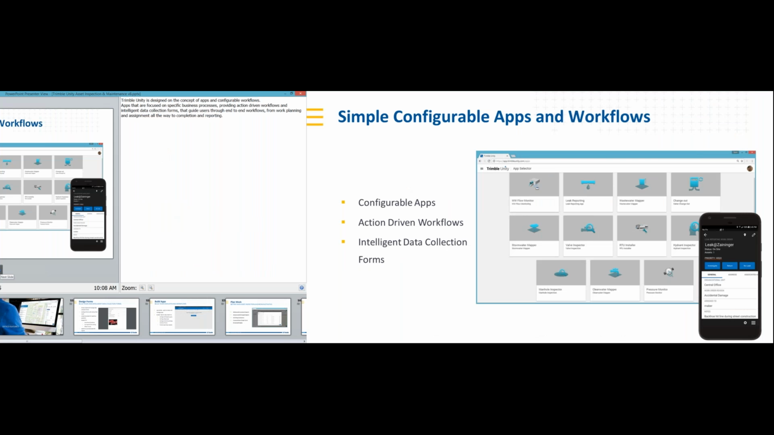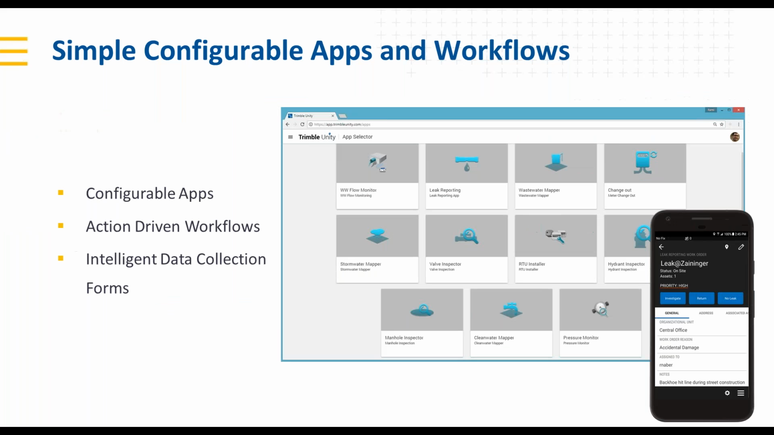Trimble Unity is designed on the concept of apps and configurable workflows. Apps that are focused on specific business processes, providing action-driven workflows and intelligent data collection forms that guide users through end-to-end workflows from work planning and assignment all the way to completion and reporting.